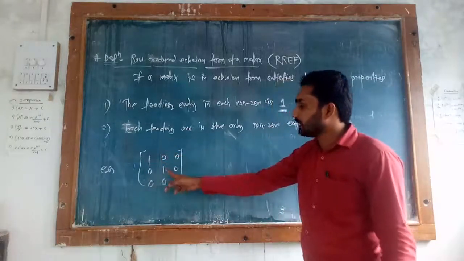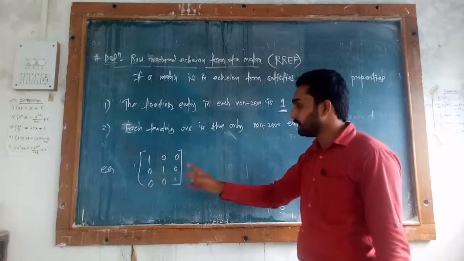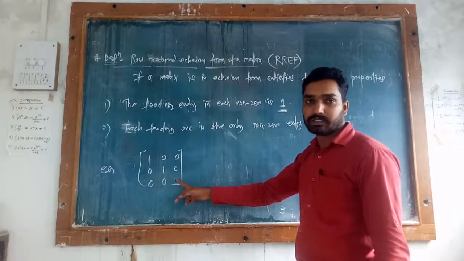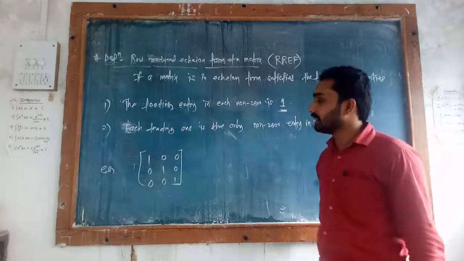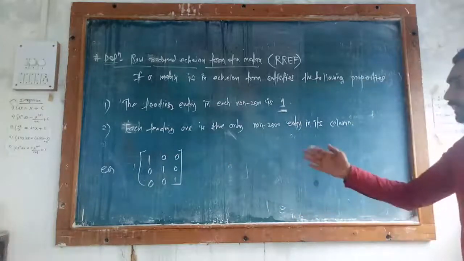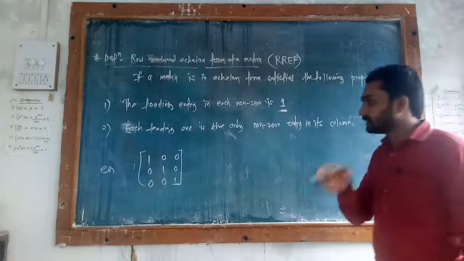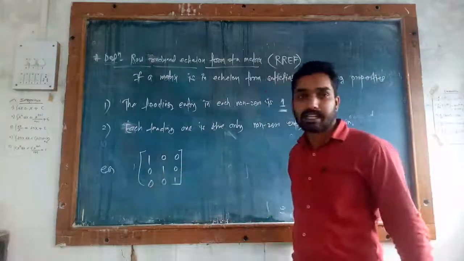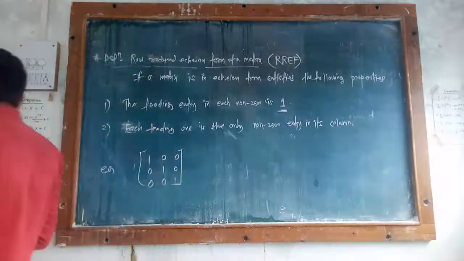In the second column, the leading entry is also 1. There is only one leading entry. In the third column, the leading entry is 1. Okay? For the first row, the leading entry is 1. The second row also has leading entry 1, and the third row, leading entry 1. So that means the matrix is an identity matrix. Okay? This is the row reduced echelon form of the matrix.